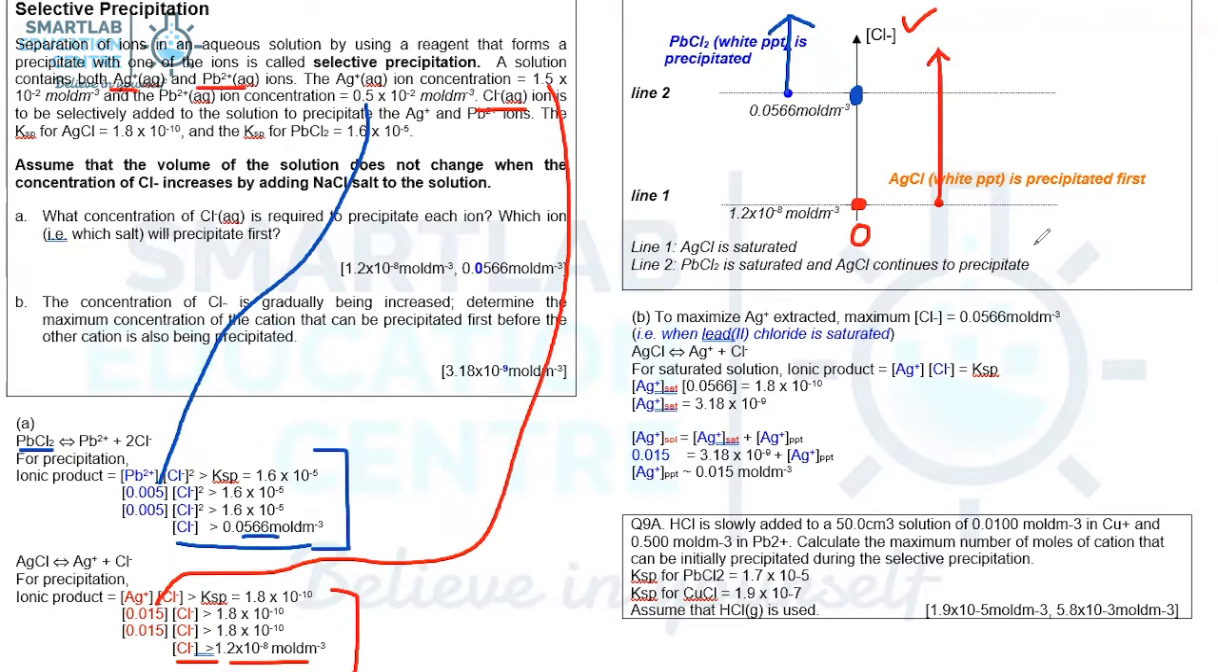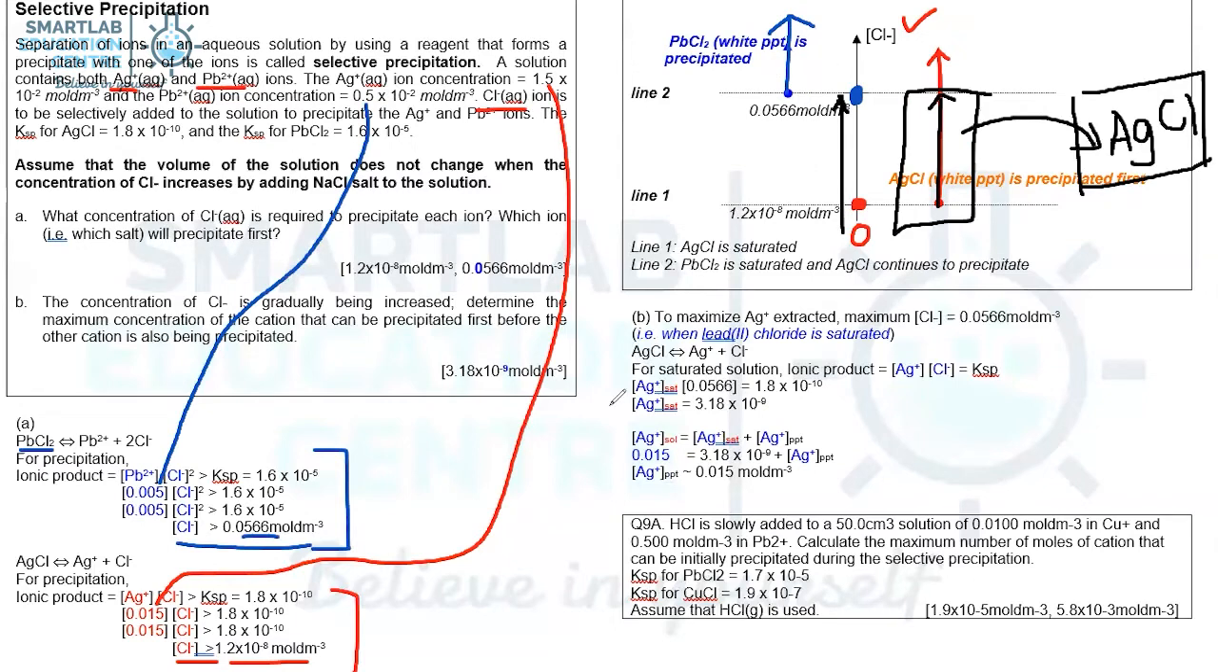By plotting these values on the solubility ladder, we can conclude that we will want to add Cl- from a concentration of 0 until this value. Because at this value of 0.0566 mole per dm³, only AgCl is being precipitated, and PbCl2 is saturated. So through filtration, we could extract the Ag+ in the form of AgCl as a residue.